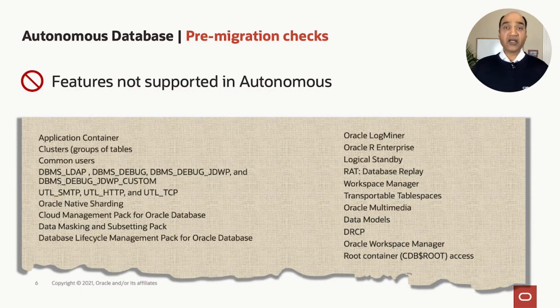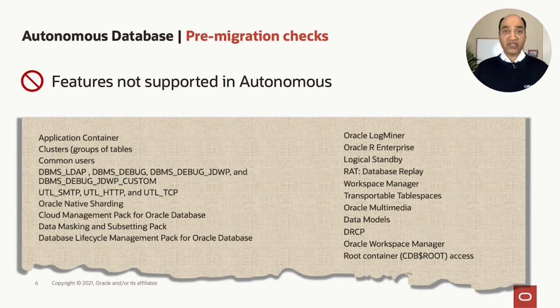Similarly, there are certain features of the database that may not be supported in Autonomous, for the reasons that I mentioned earlier: application containers, common users, Data Masking and Subsetting Pack, sharding. These are some of the features of the database that you might have on-prem, but these are not available in the Autonomous Database. So if your application has been using those, you make sure that either they are removed or there is no such dependency on those features before you migrate your data into Autonomous.